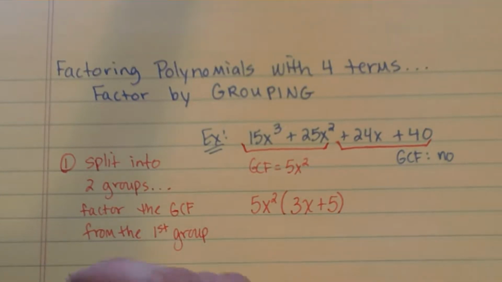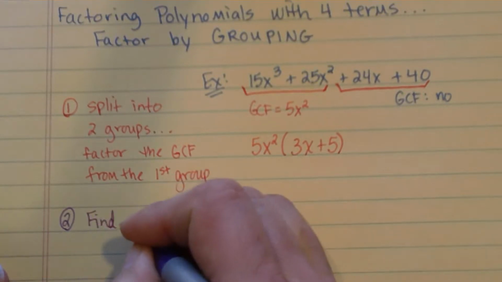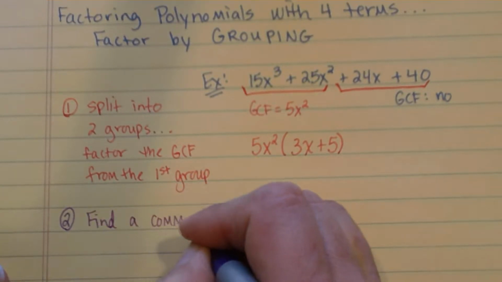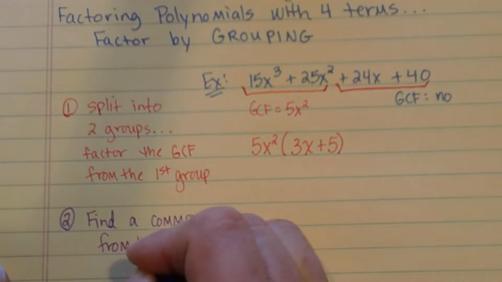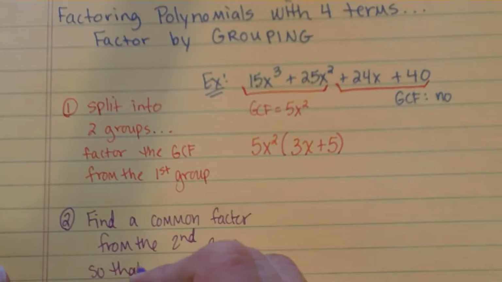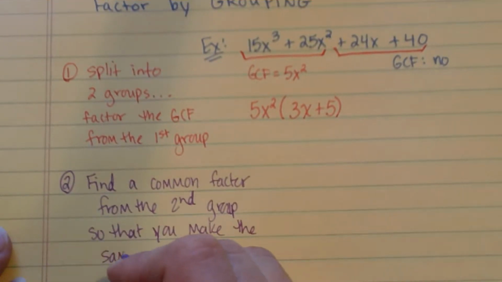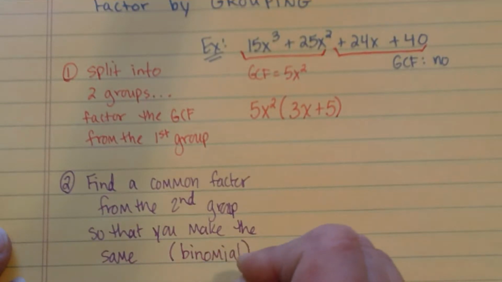Next, we're going to look at that second group. So step 2, we're going to look at the second group, and we need to find a common factor from the second group so that you end up making the same binomial in parentheses as you had in the first group. I'll show you what I mean.